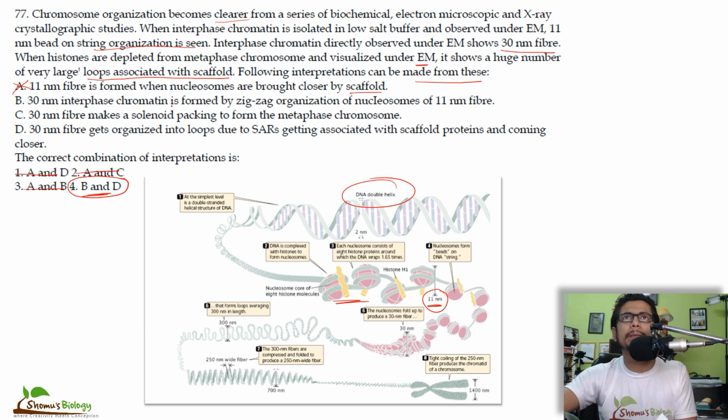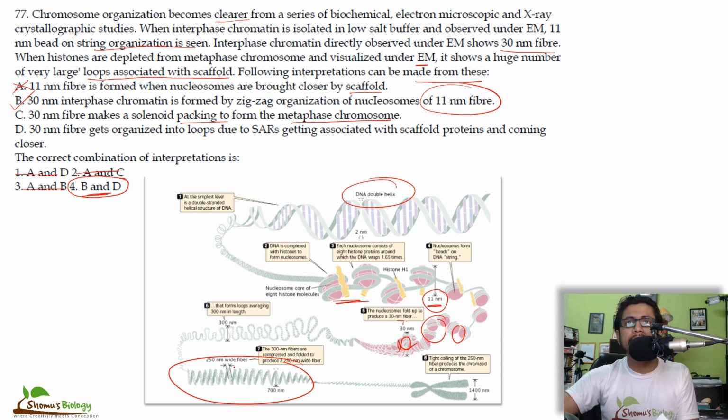B: 30 nanometer interphase chromatin is formed by a zigzag organization of nucleosomes of the 11 nanometer fiber. If you look at the 30 nanometer fiber, this is the zigzag appearance of the beads on a string model that forms the 30 nanometer fiber. So B is a correct statement. C: 30 nanometer fiber makes a solenoid packing to form the metaphase chromosome. No, because the solenoid packing is at the 250 nanometer wide fiber stage. So this is not the solenoid packing. Around 300 to 700 nanometers, that's the time for solenoid packing. So obviously C is not correct.